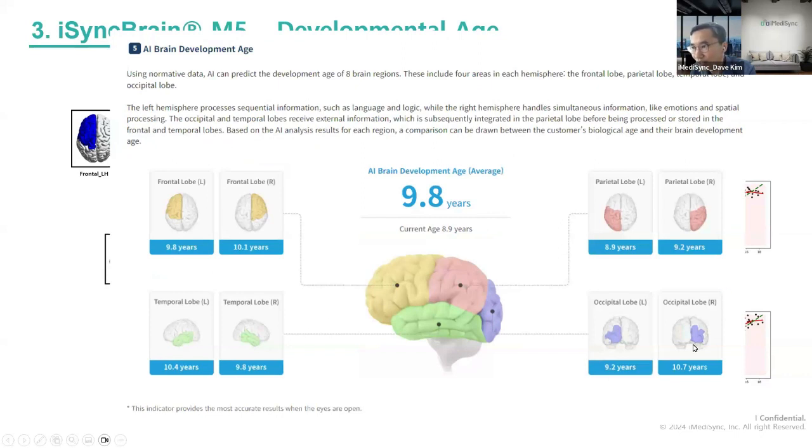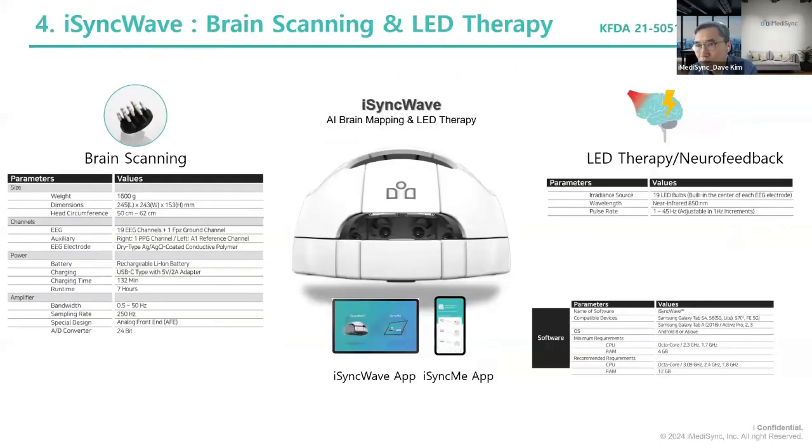So now we are doing an AI developmental age service on our service platform. You can use this brain age biomarker on children and adolescents under 20 years old.